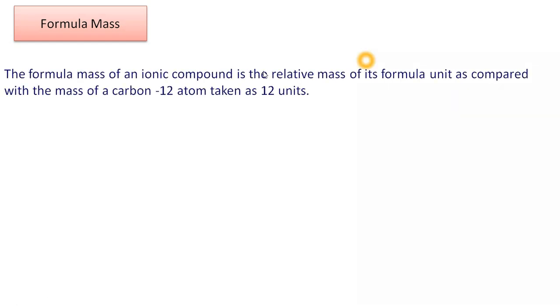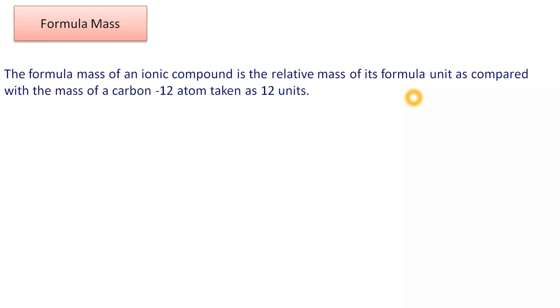And in ionic compounds, individual molecules do not exist, right? So the formula mass of an ionic compound is the relative mass of its formula unit as compared with the mass of carbon 12 atom taken as 12 units. Same as the definition of molecular mass, but instead of molecular mass, we have here formula mass. Again, see, molecular mass was the sum of the atomic masses of the atoms represented by the formula. Here we have the formula mass, and that is also the sum of the atomic masses of the ions represented by its formula.